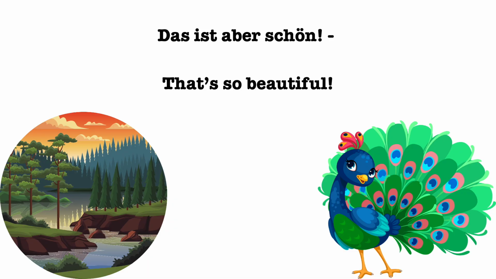Aber, expressing surprise or disagreement. Although aber is usually a conjunction meaning but, as a modal particle, it adds surprise or emphasizes disagreement. It does have a slight aftertaste of however in it. See if you can pick up on it in the following examples. Das ist aber schön. That is so beautiful. Here we're expressing a genuine surprise or admiration.